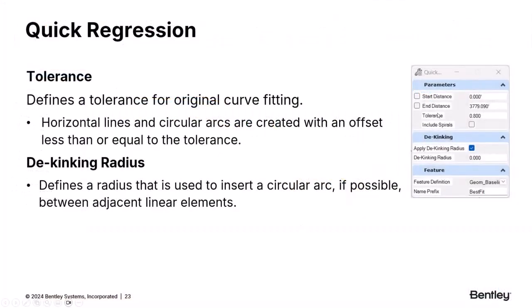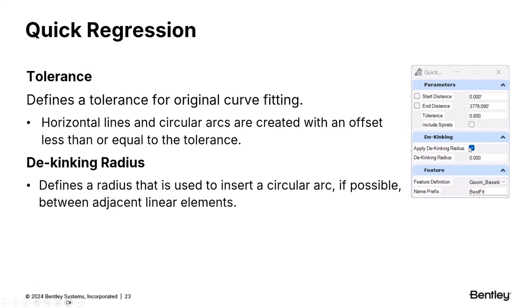So again, just some of the settings in that quick regression tool. The tolerance, that just defines a tolerance for the original curve fitting. Horizontal lines and circular arcs are created with an offset less than or equal to that tolerance value. So again, you're going to have to adjust that tolerance value based on what you're trying to do, based on your project requirements, things like that.